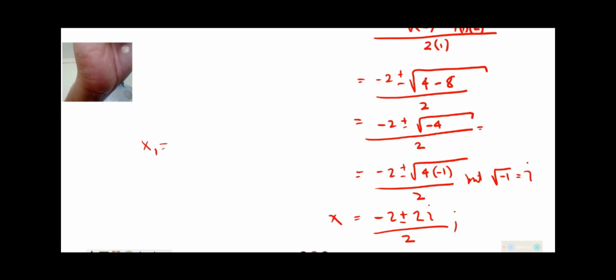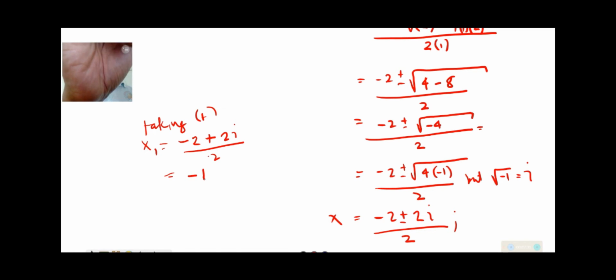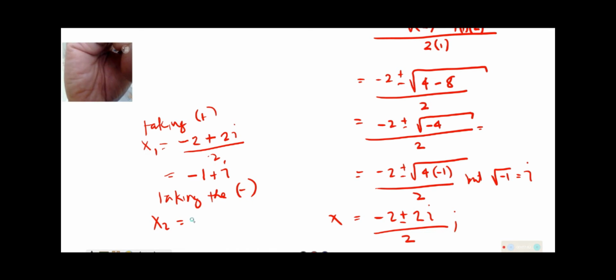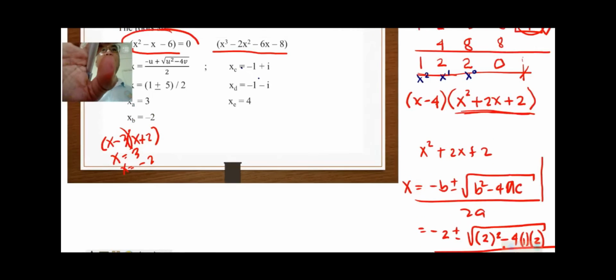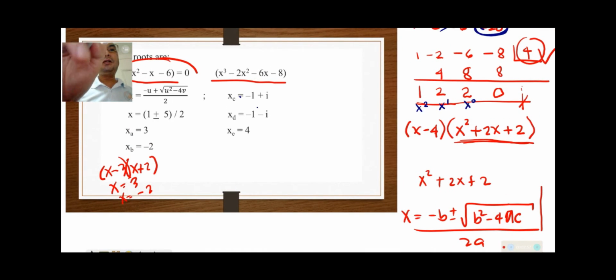So we can take x1 equal to negative 2 plus 2i, all over 2, taking the positive, that becomes negative 1 plus i. And taking the negative, that is x2, negative 2 minus 2i all over 2, so x2 is negative 1 minus i. So the roots of the equation here are negative 1 plus i, negative 1 minus i, and the other one is x equals 4, which was derived from the earlier equation.